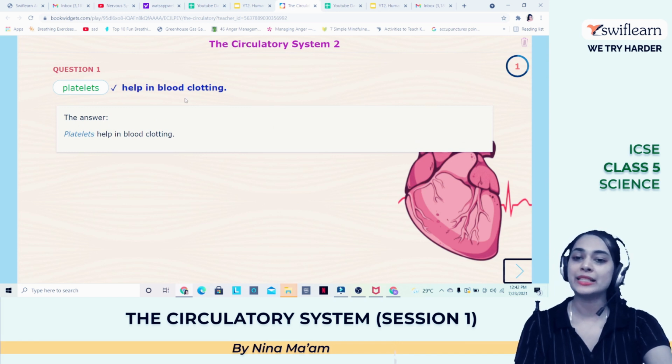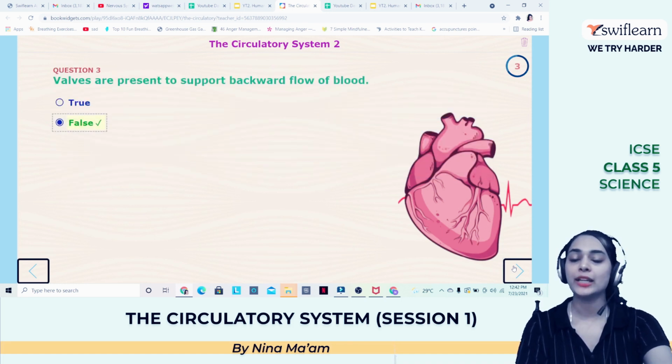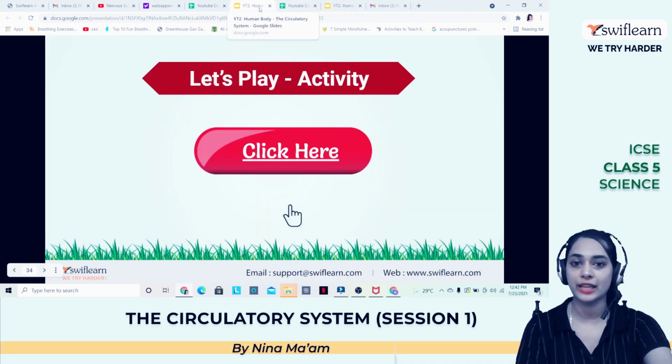So, the platelets help in blood clotting. That is the correct answer. And what are the green lines on our hands? They are the veins. It is correct. And question number 3. Valves are present to support backward flow of the blood. That is a false statement. Good job if you got the correct answer.